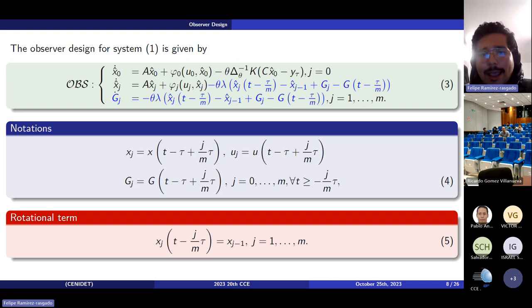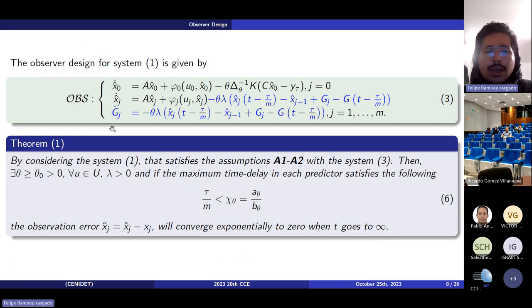Since the delayed state vector is fed to the predictor, the last predictor of the cascade would estimate the pre-delay state vector of the system. The main contribution of this work is the structure of the cascade. As shown here, it presents a term theta and a term lambda, and the correction term is dynamic, in contrast to what is proposed in the state of the art. The notation for the cascade is shown in equation 4, and the rotation term in the cascade is shown in equation 5. With this, one can propose the following theorem.